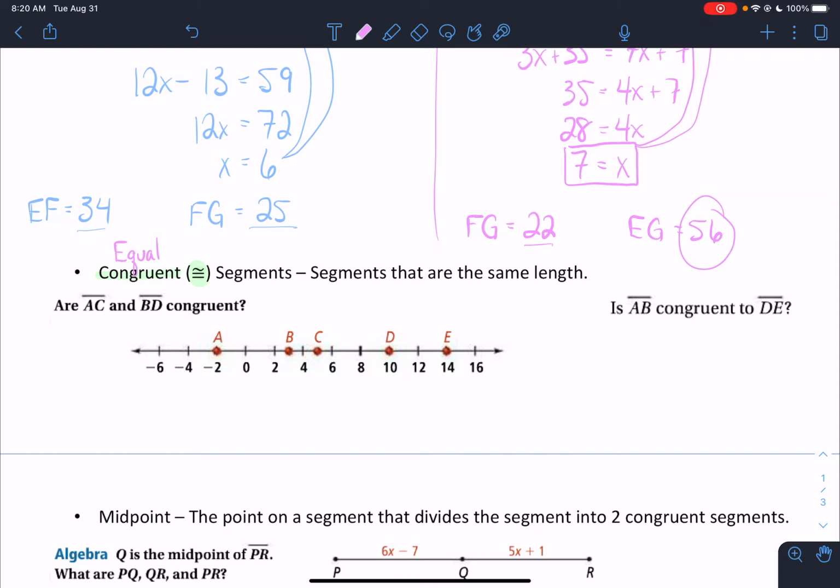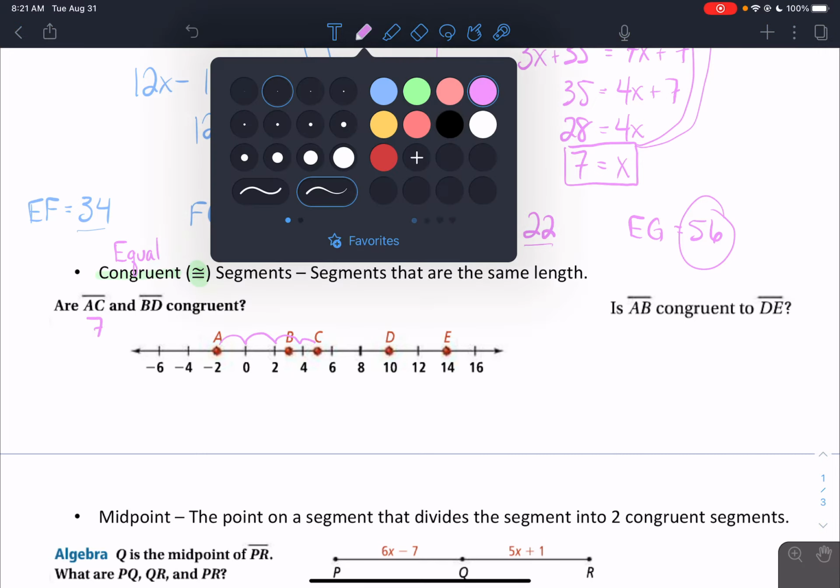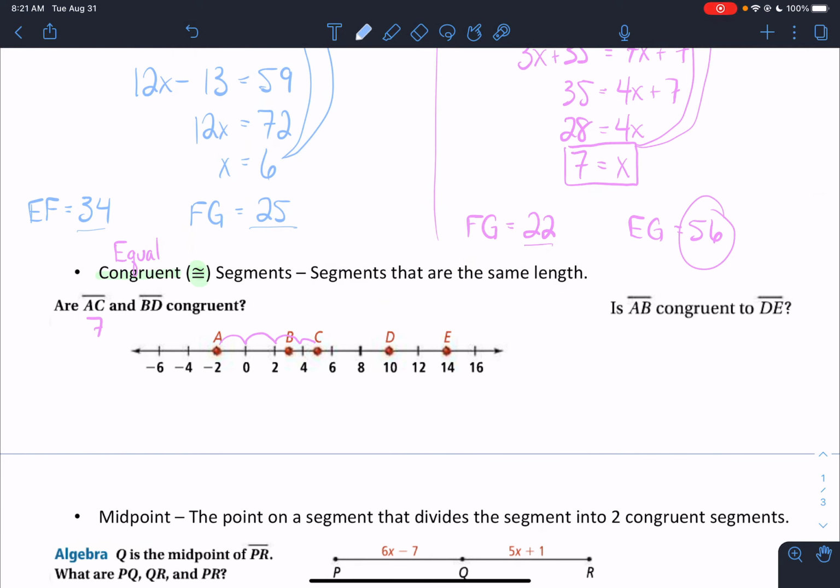Again, each space is 2. So for AC, 2, 4, 6, 7. And then BD is, so 1, 3, 5, 7. So are they congruent? Yes, they are. They're both the same length. The other one is, is AB congruent to DE? AB is 2, 4, 5. And then DE is 2, 4. So no, they are not congruent.